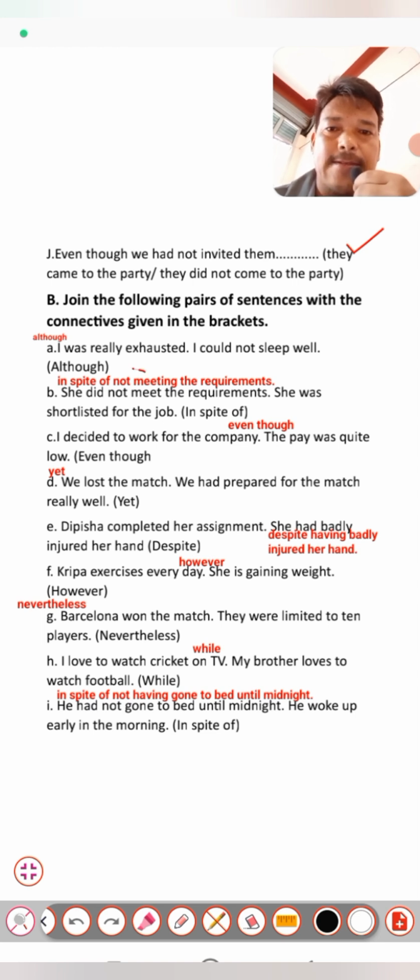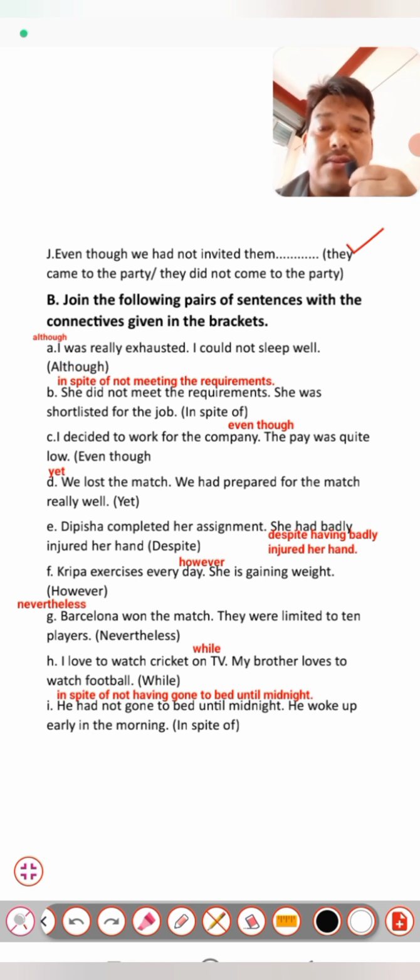So here is the first one. I was really exhausted, means tired. I could not sleep well. Although is the connective here, so we have to join them. We can write in this way: Although I was really exhausted, I could not sleep well. You only need to put although here, and join these sentences.